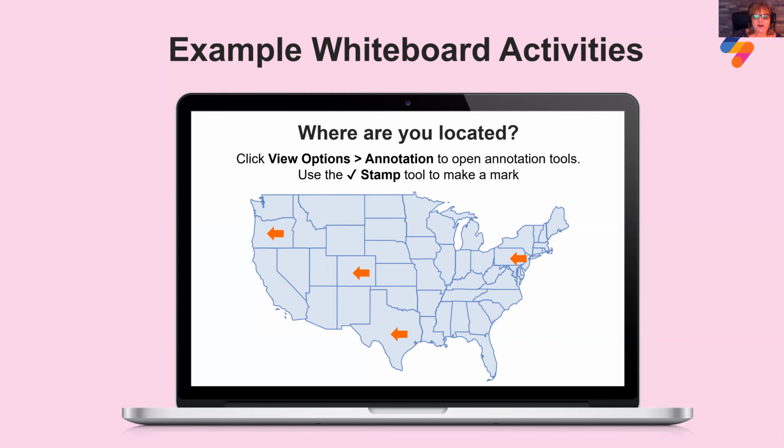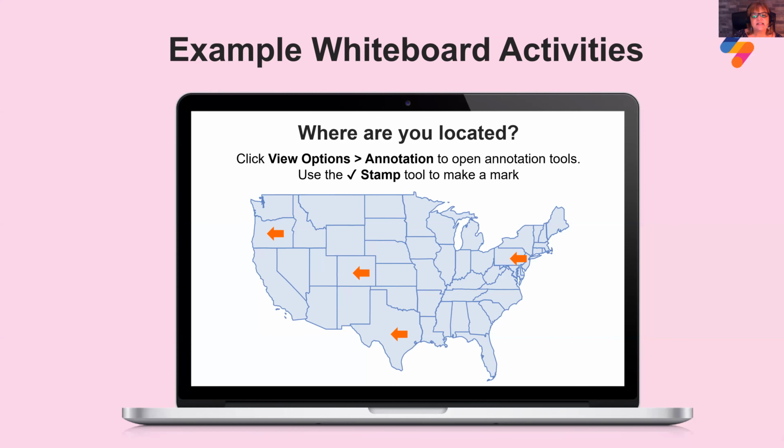The first is an icebreaker. You may have seen this. This is a pretty common one, where to get people warmed up in the beginning, you can share a map of locations. This is a US map. You could do a world map, and people can place an arrow on where they work or where they're from, or they can stamp it or draw on the map as well.